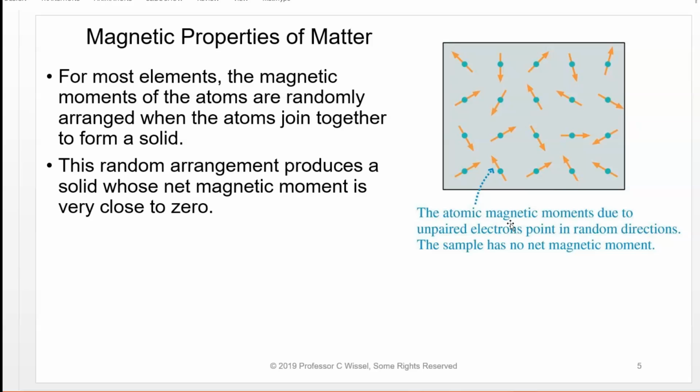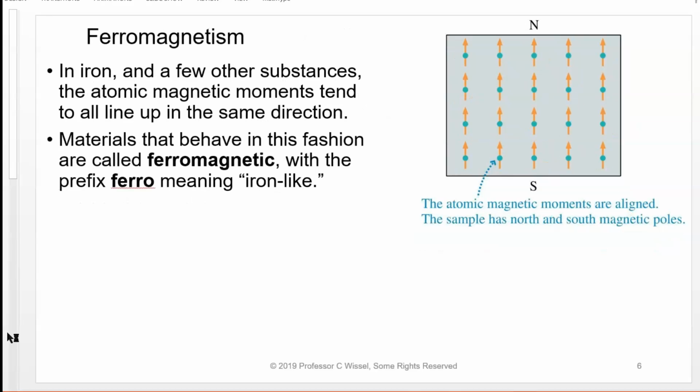So the atomic magnetic moments, due to the unpaired electrons, point in random directions. The sample has no net magnetic moment. Now, what happens if you put it in a strong magnetic field? A few substances, such as iron, cobalt, nickel, neodymium, are called ferromagnetic substances. The atomic magnetic moments tend to all line up in the same direction. Materials that behave in this fashion are called ferromagnetic. Ferro meaning iron-like, because iron is the first one that people really discovered.